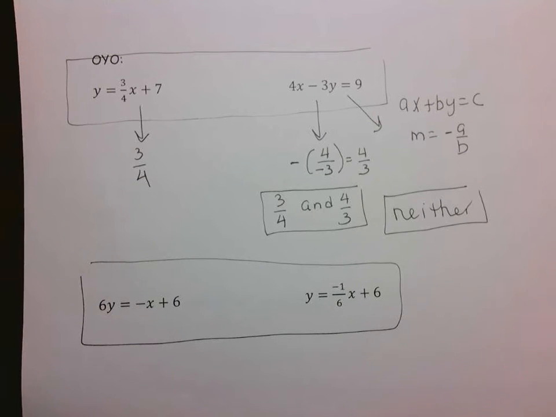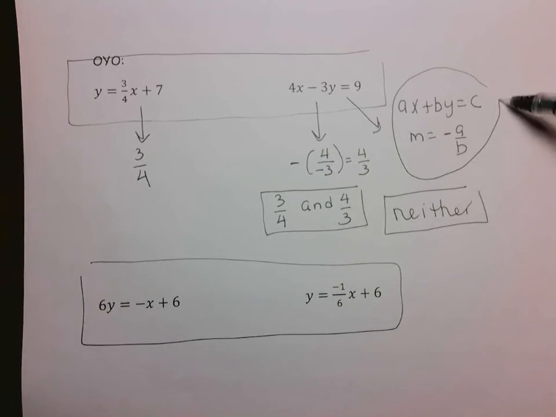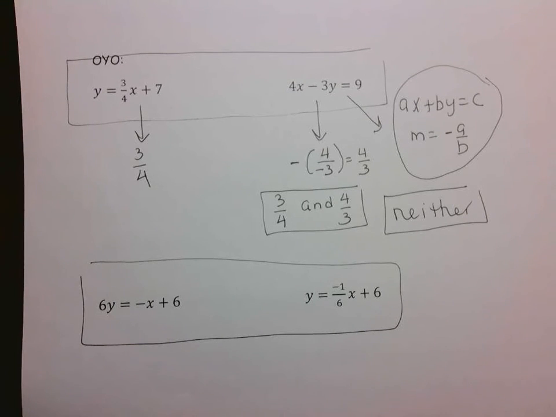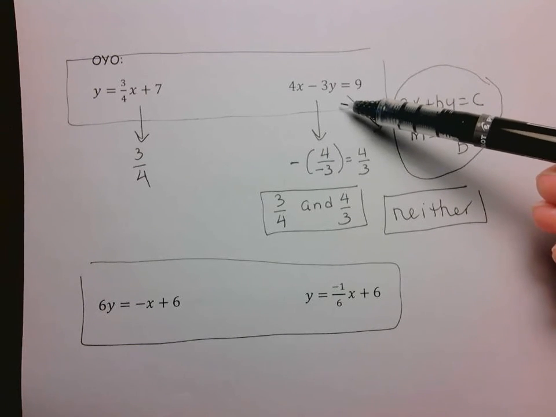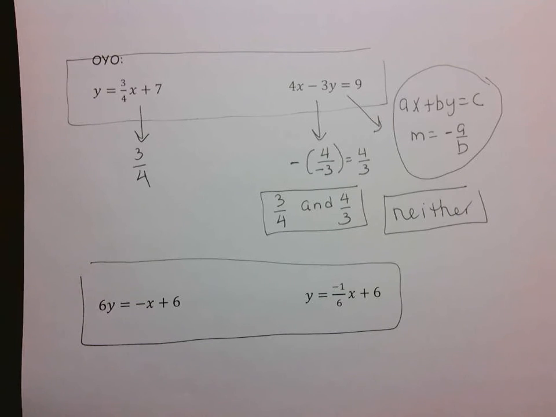Now, if you did not remember this rule here, which I strongly suggest you make a flashcard and remember, you can go through the work of turning this equation that's in standard form into slope-intercept form, and then you can compare the slopes. That works too. But just remembering this rule is going to make it a lot quicker for you.